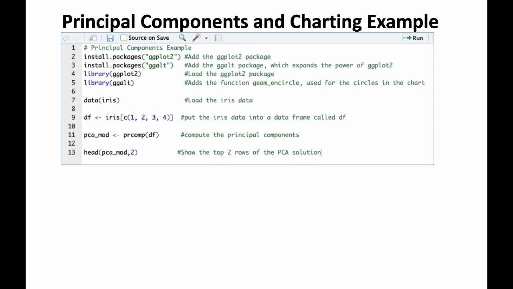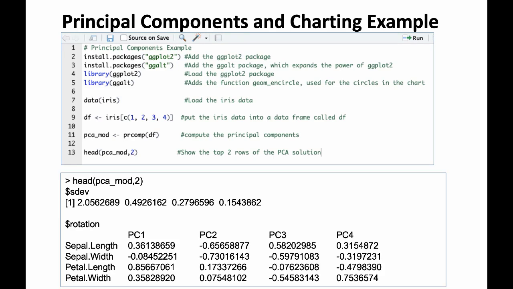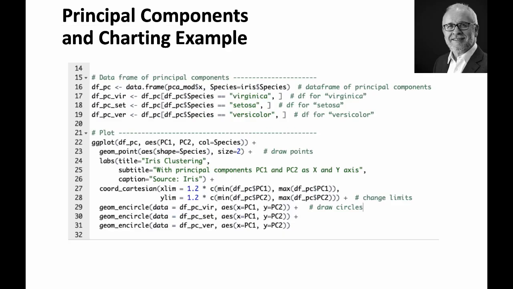So on line 9 there, I'm putting the iris data into a data frame, and on line 11, that's the principal components. It's just one line. PCMod gets the value of prcomp of that data frame. And then I'm just going to show the top 2 values using the head command. When I do that, we can see there are the factor scores on the first 4 components, the 4 components that we've got, and the rotation and so on.